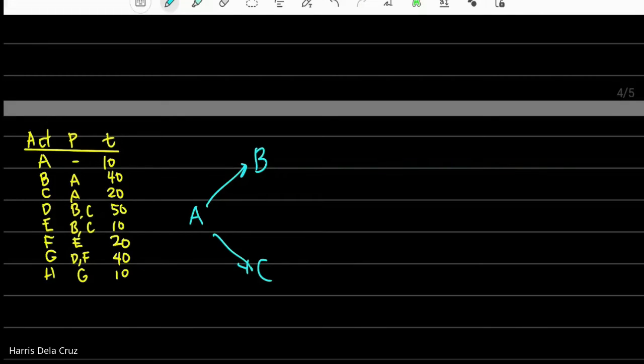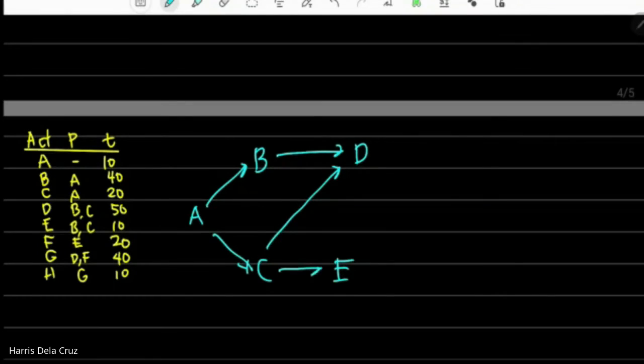And then I need to put job D, which is dependent on B and C. So let's put job D here. There should be an arrow from B to D and from C to D, since D is both dependent on B and C. There's a job E, both dependent on B and C again, right? All right. D is not dependent on E, so no arrow there. But F is dependent on E. So let me put F here.